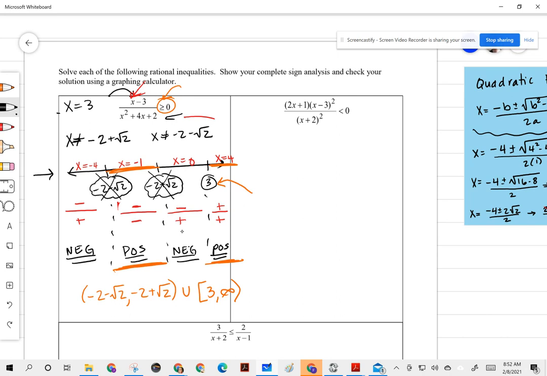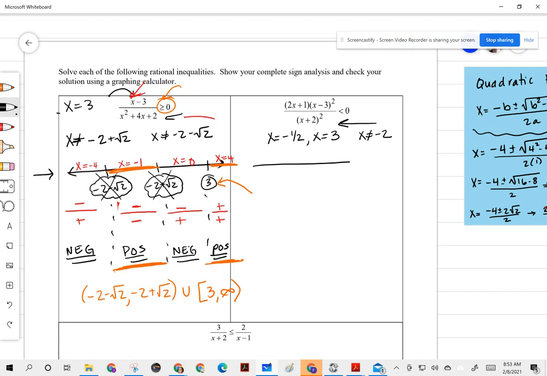Okay. So that's kind of a little bit longer one. Let's take a look at this little bit simpler one. It's already factored for us, yay. So let's identify the zeros. So x is equal to -1/2, and then x is equal to 3. X cannot equal -2, right? Because that's what's going to make it undefined.